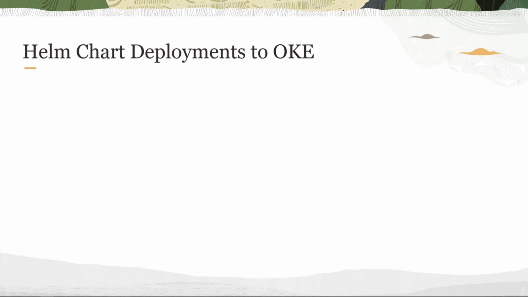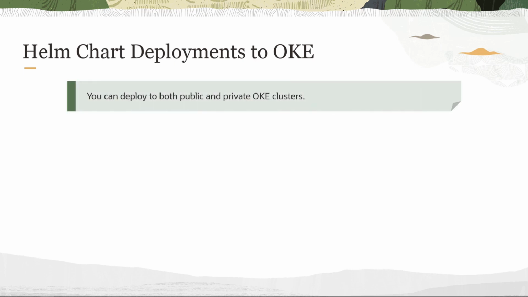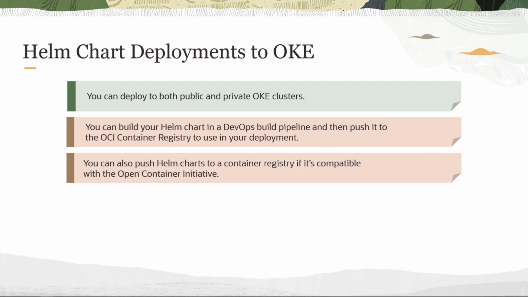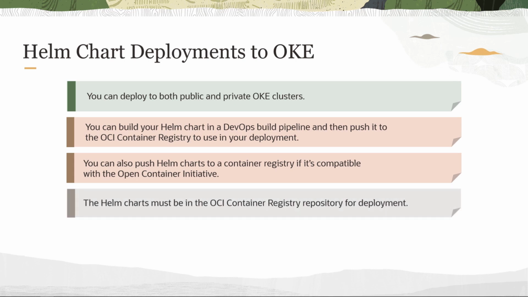Let's take a look at a few key points to note before you execute the Helm chart deployment to OKE. Before you begin, you must create a Container Engine for Kubernetes cluster, and you can deploy to both public and private OKE clusters. You can build your Helm chart in a DevOps build pipeline and then push it to the OCI container registry to use in your deployment. You can also push Helm charts to a container registry if it is compatible with the Open Container Initiative. The Helm charts must be located in the OCI container registry repository for deployment.